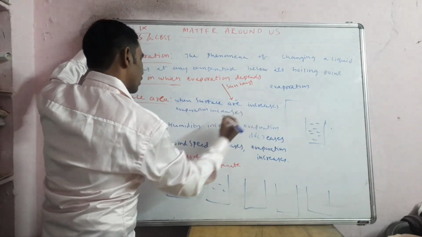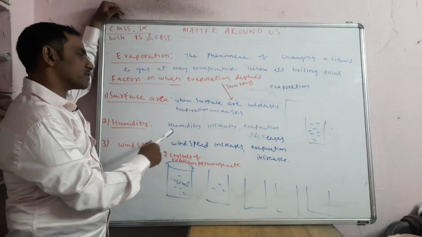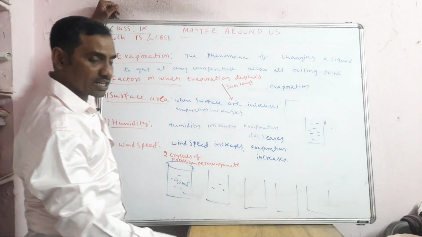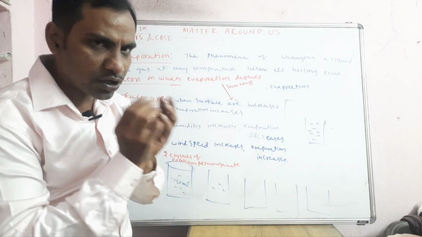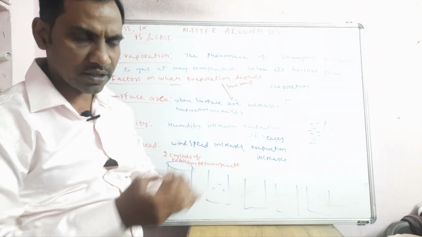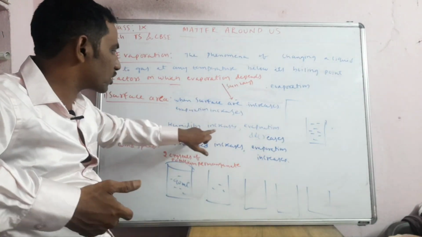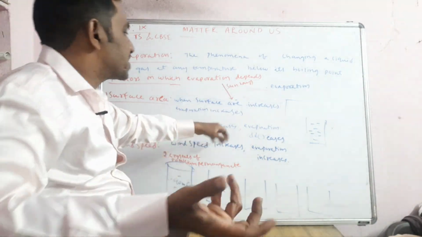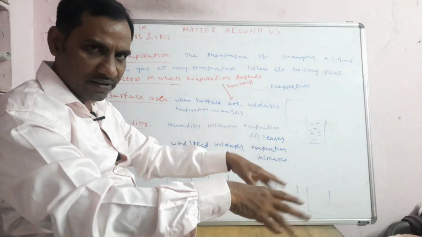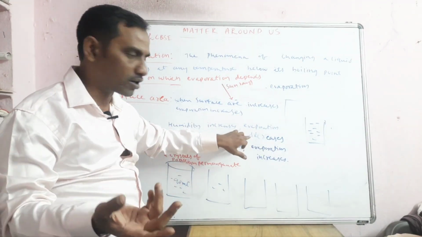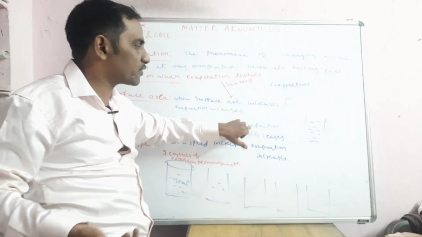Now humidity. Generally, humidity means the amount of moisture present in the air, in our surroundings, in our atmosphere. If the air already has a large amount of humidity, then the water present in the river etc. won't evaporate, so evaporation decreases, you can write.